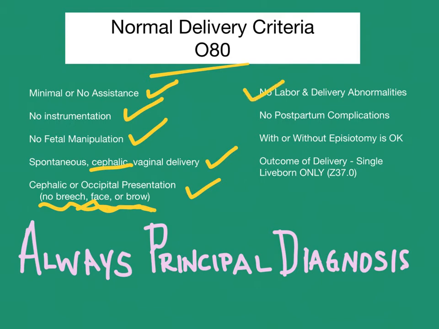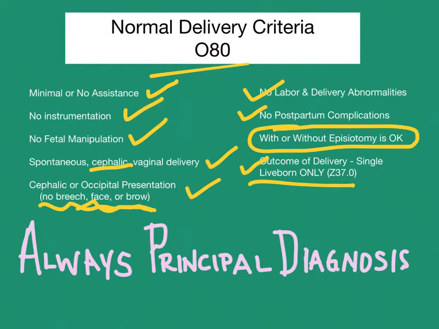No abnormalities, no postpartum complications. With or without episiotomy is okay. So if a birth has all of these other criteria met and there is an episiotomy, that's okay. It's just a common thing to do during a delivery. And the last item here, outcome of delivery must be single live born only. So even if you have a perfect delivery and everything goes smoothly, multiple births are considered a complication, so twins or triplets. So again, the single live born only plays into that normal delivery criteria.